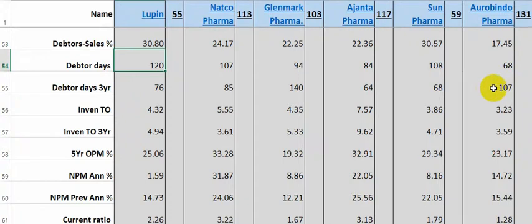Aurobindo has done well to reduce it from 107 to 68. Now it is the best as of today in terms of collection from the customers.